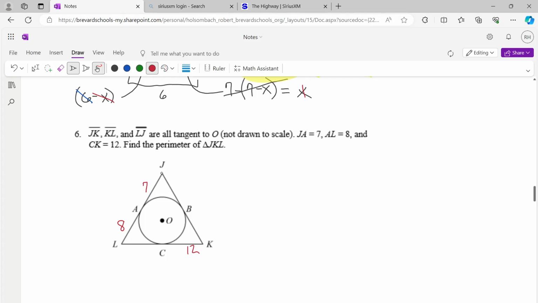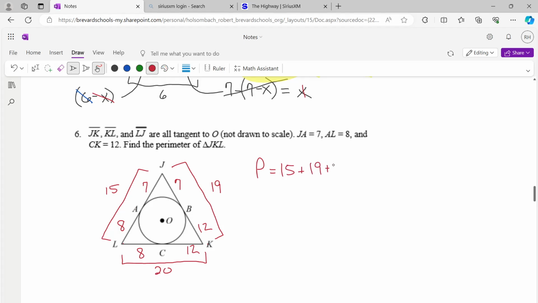Find the perimeter of JKL. All right, so look, if J to A is 7, J to B is 7. If K to C is 12, K to B is 12. If LA is 8, then LC is 8. So we've got a side that's 15. A side that is 12 plus 7, which is 19. And the side that's 8 plus 12, which is 20. So our perimeter is equal to 15 plus 19 plus 20, which is 54.